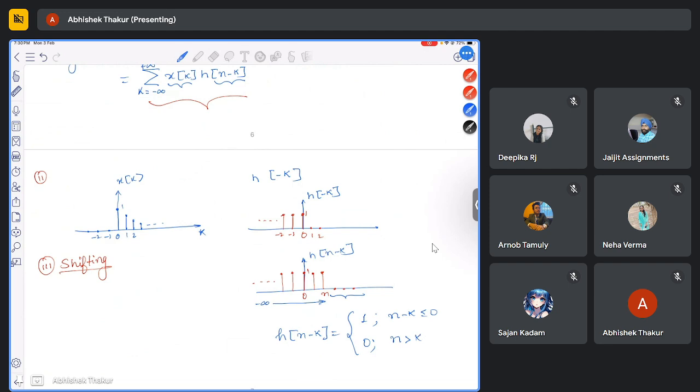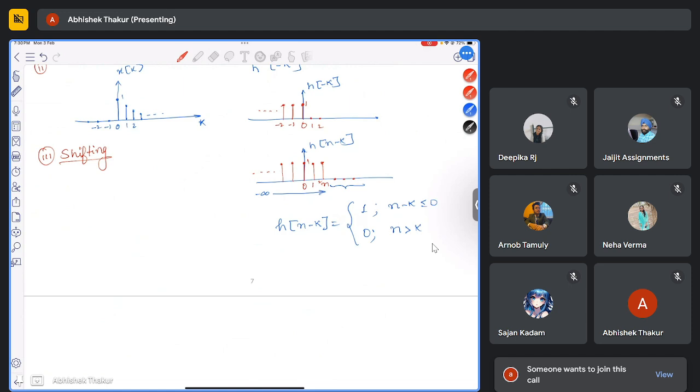And how have we done this? Let's suppose n is equal to 2. Up to what value will h of n minus k be 1? It will be up to 2. It will be 1, and for what value will it be 0? For n greater than k. Okay. So now we will multiply this and we will do the summation.